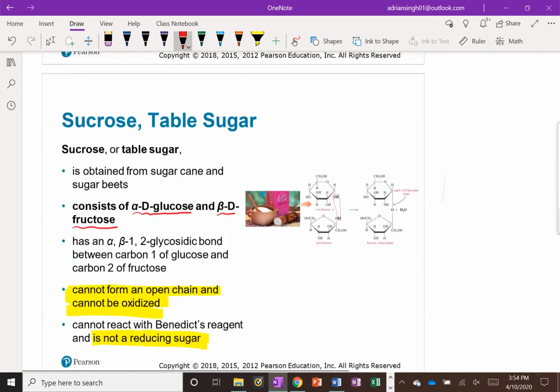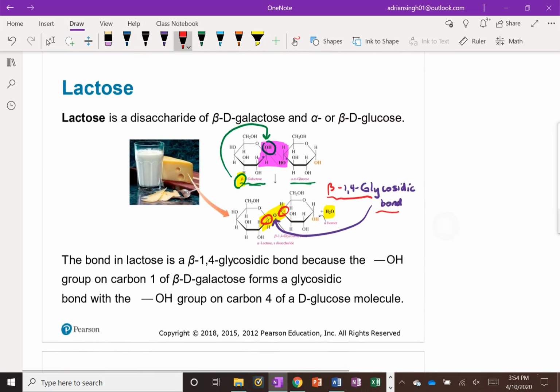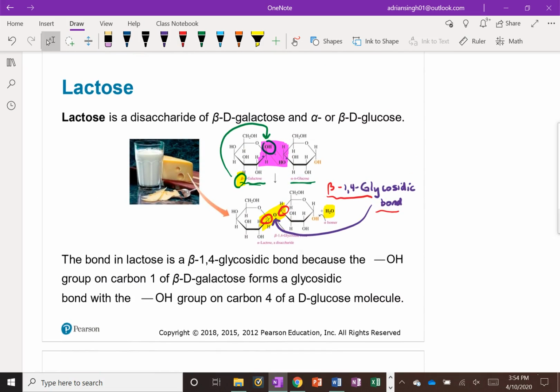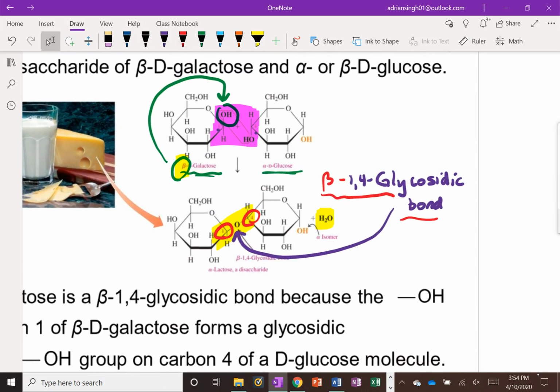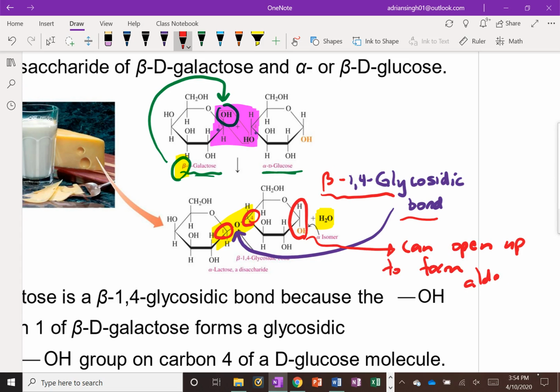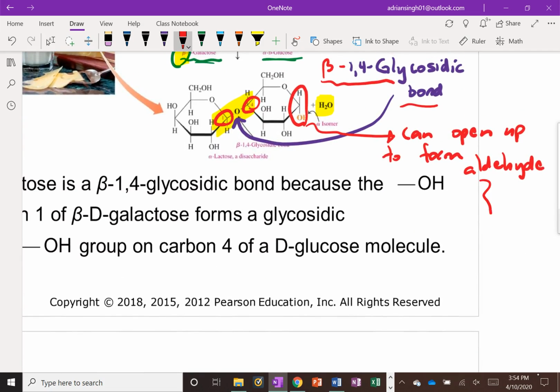Whereas in lactose, you had this carbon here that was free to open up. This can open back up to form an aldehyde, which means that lactose can act as a reducing sugar.